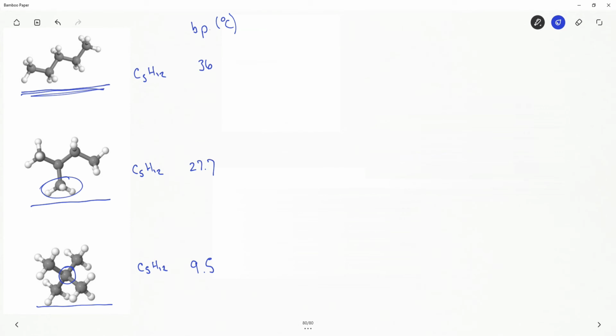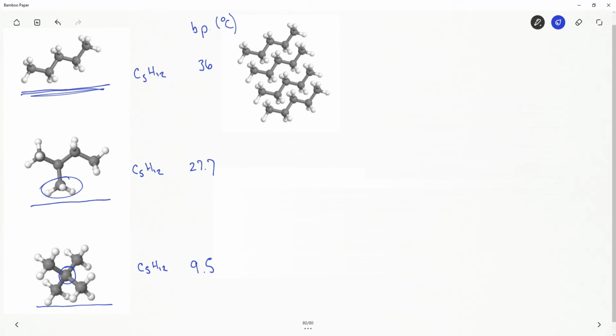So let's see what's going on between the molecules. Here is a picture of multiple straight chain 5 carbon molecules. And you can see that they stack up pretty nicely. There is lots of area of contact between them. So there is a lot of induced dipole interaction happening between all of these molecules.